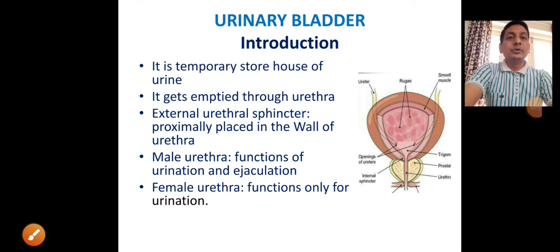We will study the urinary bladder, which is also part of the excretory system. The urinary bladder is a temporary storehouse, or reservoir, of urine. It gets emptied through the urethra. The external urethral sphincter is placed proximally in the wall of the urethra.